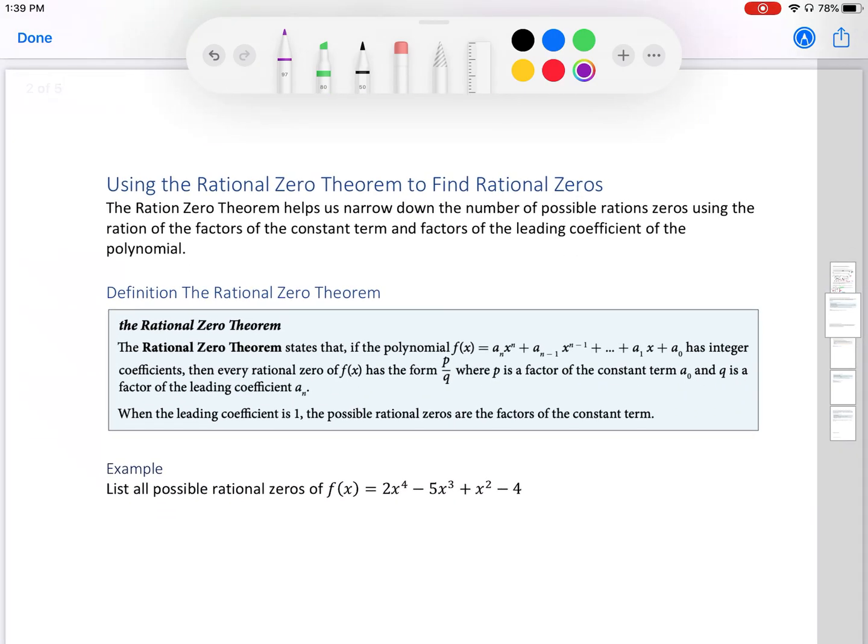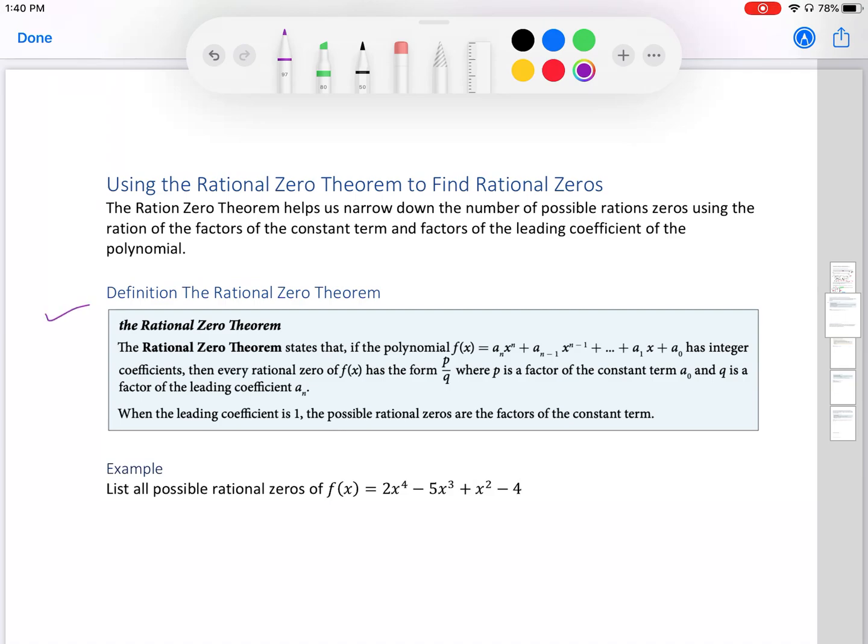Using the rational zeros theorem to find rational zeros. The rational zeros theorem helps us narrow down the number of possible rational zeros using the factors of the constant term and the factors of the leading coefficient of the polynomial. Definition of the rational zeros theorem.